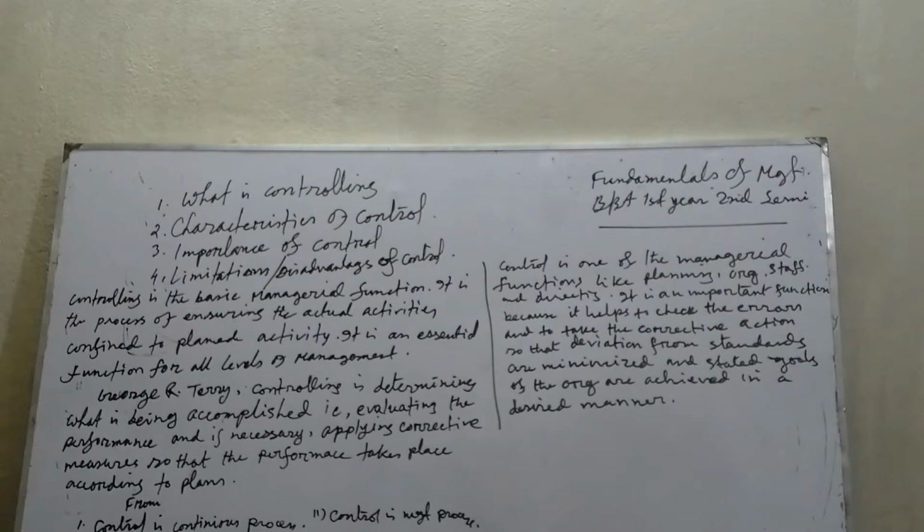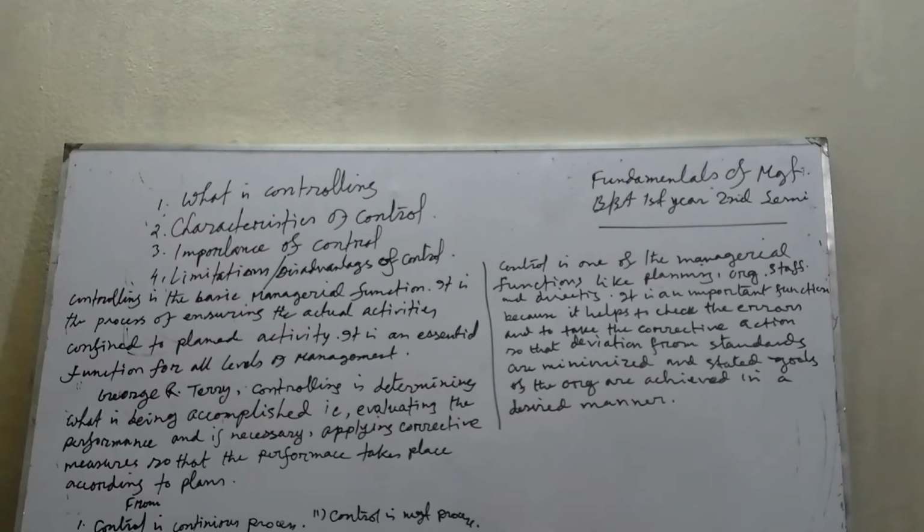So control is an important process of ensuring the actual activities conform to planned activities. It is an essential function for all levels of management. It ensures the right things are done in the right manner at the right time. Each and every organization sets goals. All activities are directed towards the goals. Controlling is defined as the measurement of actual performance against expected performance and taking corrective action.